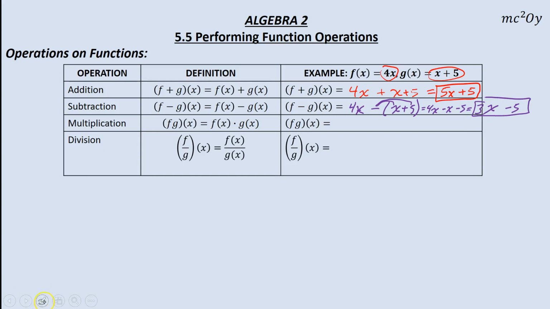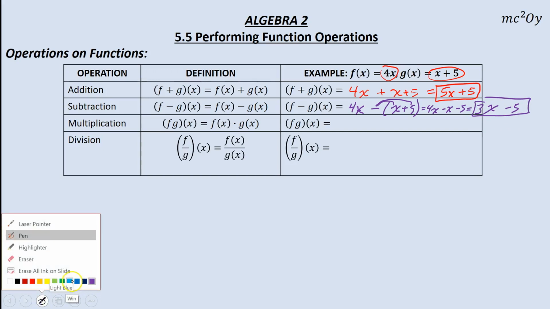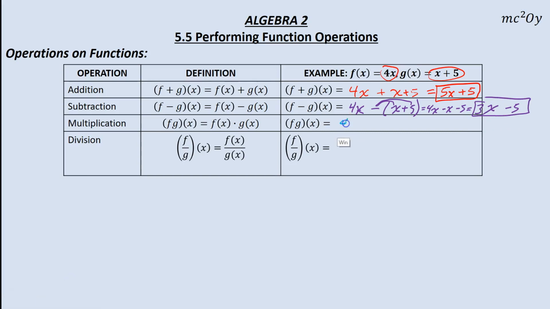Okay, multiplying, really all you're doing is multiplying the two now. So we're taking 4x and we are multiplying that by x plus 5. Distributive property, 4x times x is equal to 4x squared, and 4x times 5 is equal to 20x. All right, so 4x squared plus 20x there.